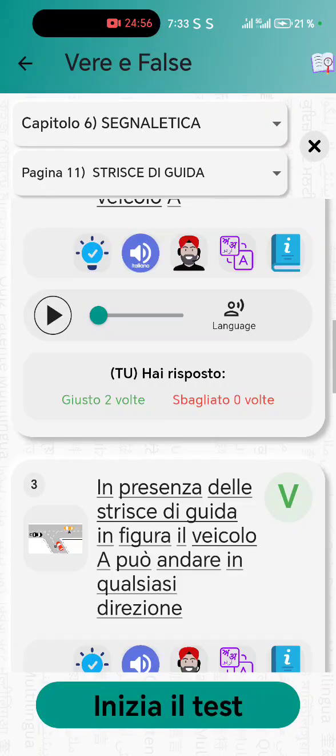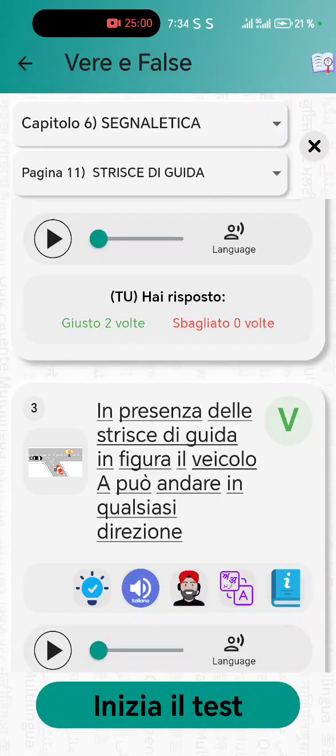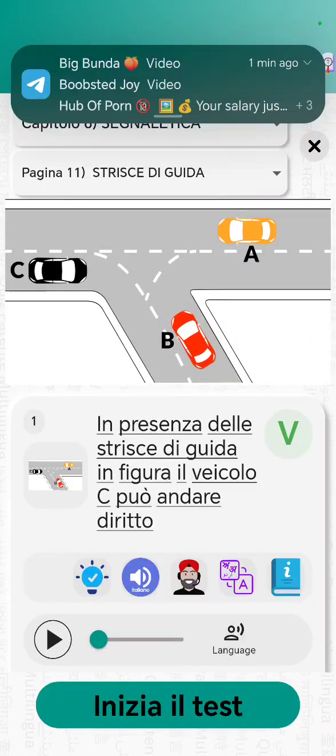Now, guys, maybe this question is all about this. So number three, they tell us now. He said, this will be the last one. He said, si presenta la striscia di guida in figura. He said, il veicolo può andare in qualsiasi direzione. He said, vehicle A can go in any direction.